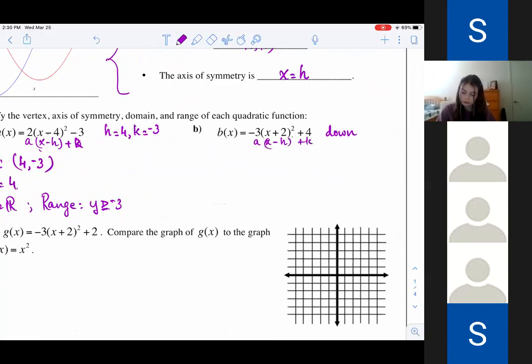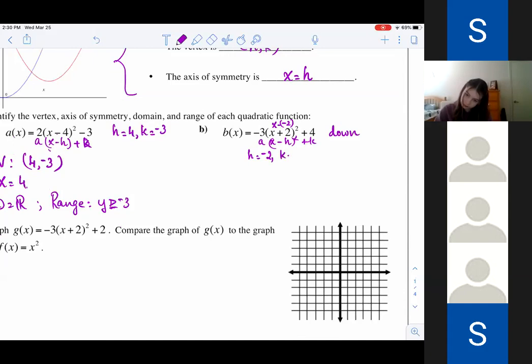So what is h in this problem? Negative 2. Correct. We're supposed to have x minus, but we are having a positive. So this can be rewritten as x minus negative 2. So you just take the opposite of what you see there as h. But k is supposed to be the same thing. K is equal to 4. You have to flip the sign for h, but keep the sign for k.